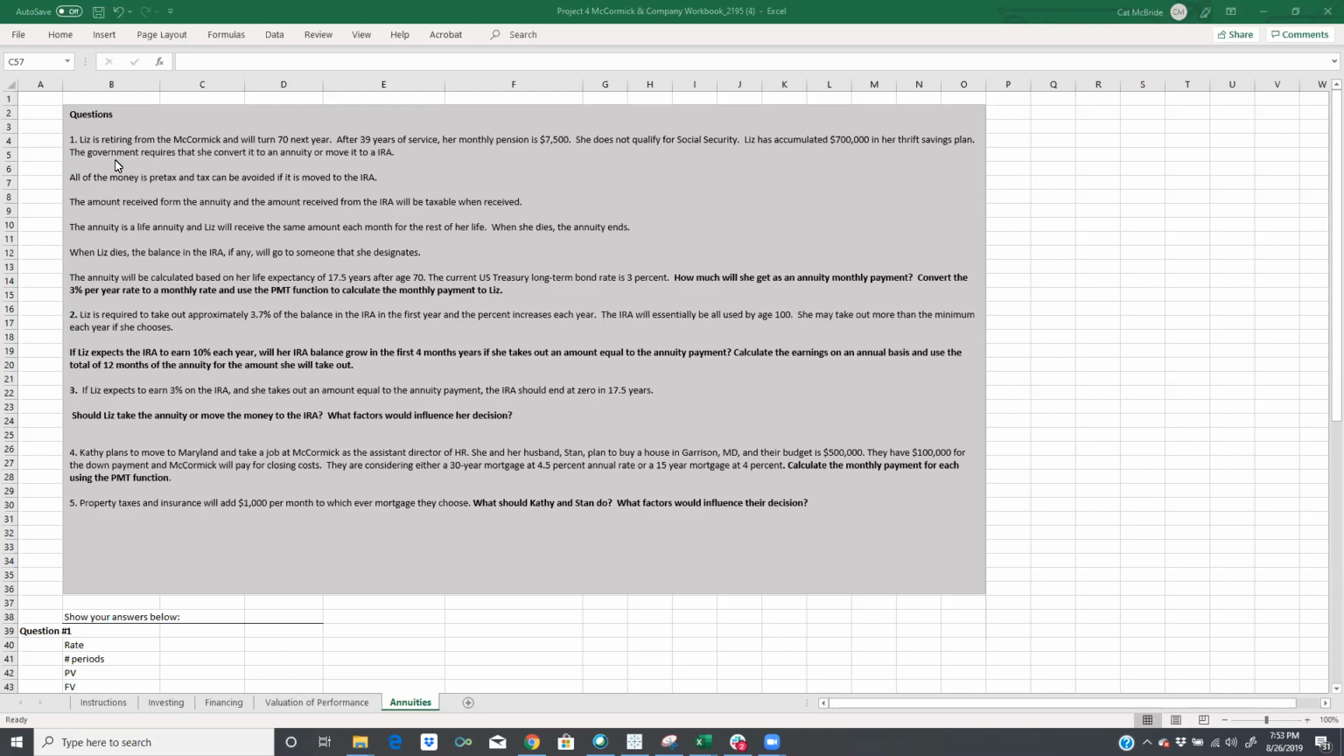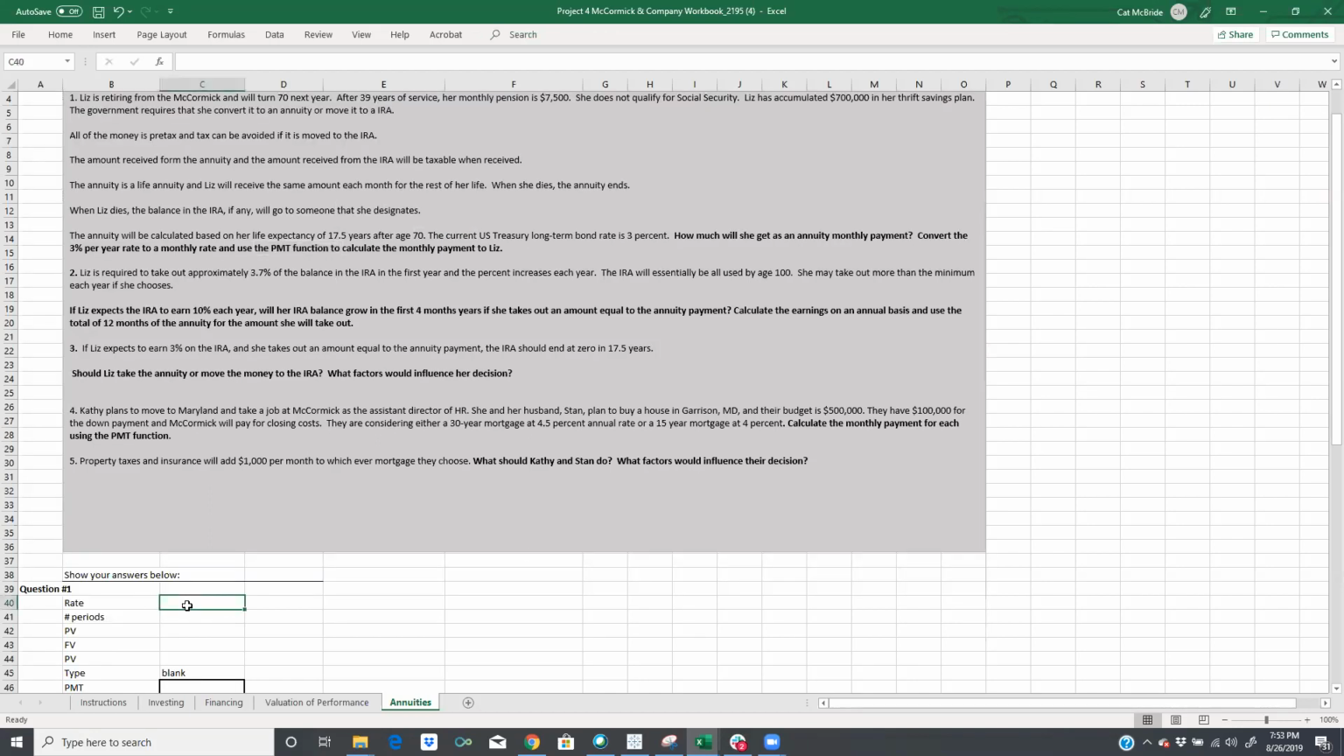So we know that the annuity rate will be calculated based on a life expectancy of 17.5 years, and that the rate is 3%. And what we're trying to figure out is how much the monthly payment is going to be. So the interest is always given in an annual rate. So if we're looking at the monthly payment, we're going to have to convert the 3% per year to a monthly amount. And then we're going to use the payment function to figure out how much the payment is.